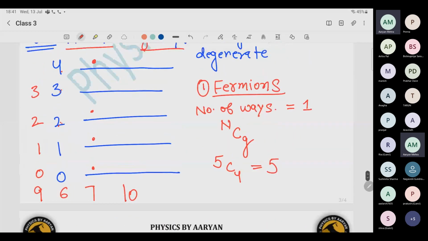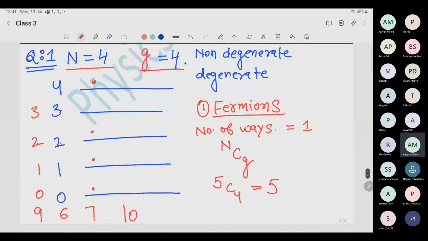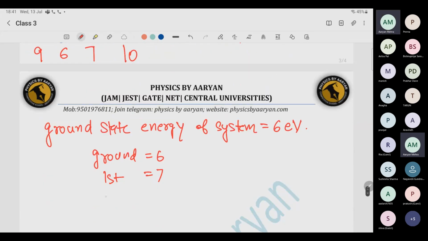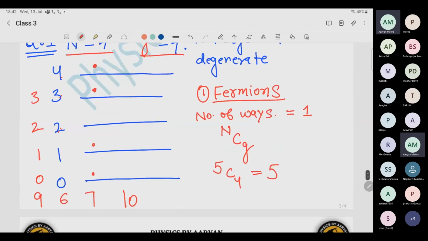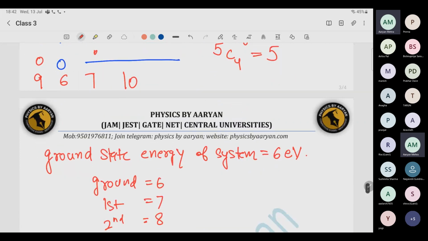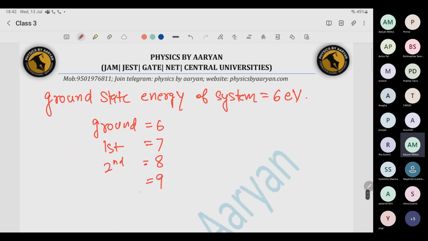Now comes the second state energy. How will that happen? First bring it to ground, and now just put 2 to 4. Now you will see the energy is 8. So second excited state is 8, and for the third excited state, first bring them to ground and then put 1 2. So now the energy is 9. And then if you do the last step, the energy will become 10.